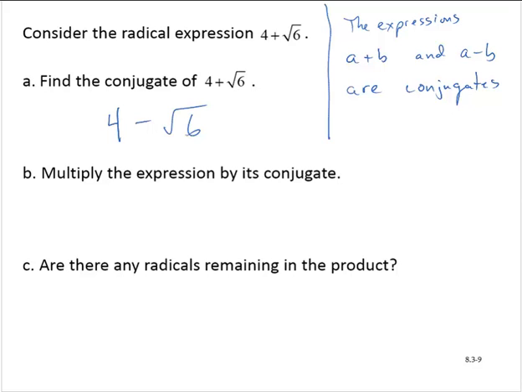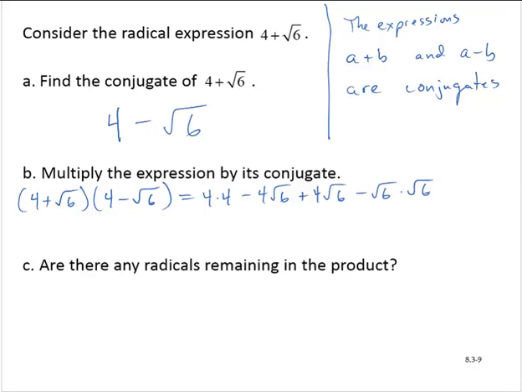Multiply the expression by its conjugate. Alright, so what happens when we take 4 plus the square root of 6 and multiply it by 4 minus the square root of 6? And we saw examples like that just in a previous example, but let's apply the FOIL concept. So this gives us 4 times 4 minus 4 times the square root of 6 plus 4 times the square root of 6, and then from the last we'd have minus the square root of 6 by the square root of 6.